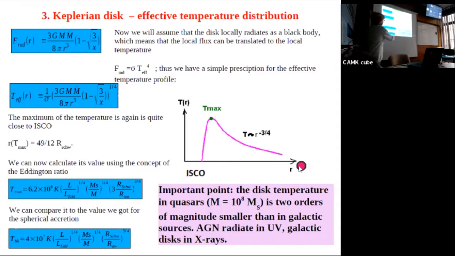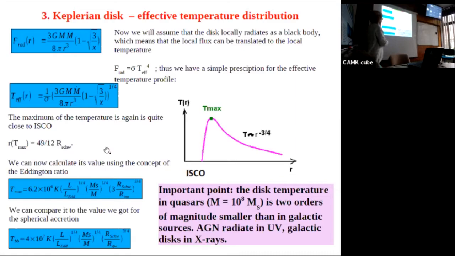And the plot looks more or less similar. The temperature goes down here as minus 0.75. And the maximum of the temperature, again, if I did it correctly, is located quite close to ISCO. It's at 49 divided by 12. So it can be calculated analytically. You have to calculate the derivative of this formula and set it equal to 0. So it's as simple as that.